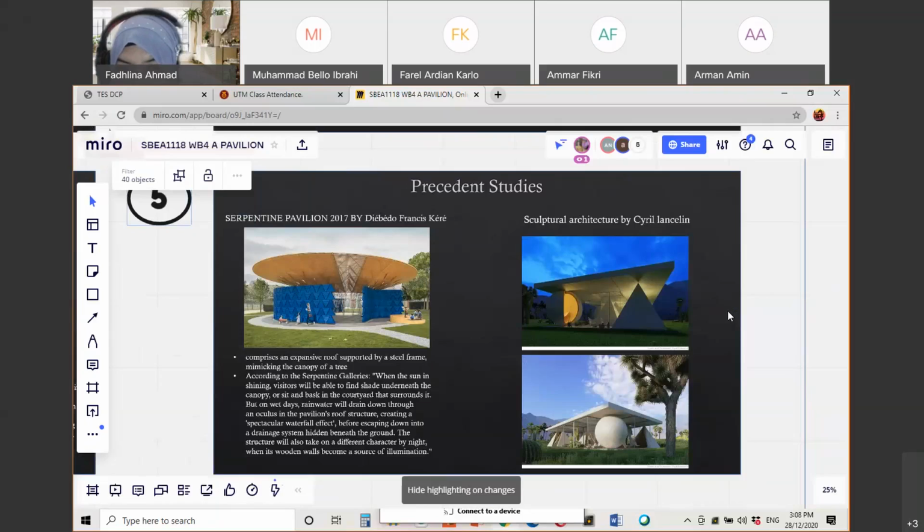Then why don't you put it as your precedent study? Because of the design of the pavilion itself, which is... Okay.